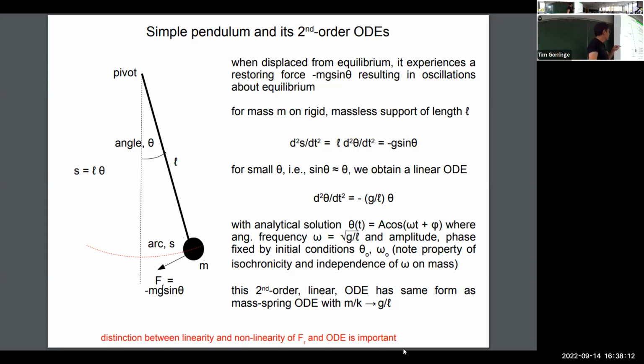So the restoring force causes an acceleration of the pendulum bob. And through Newton's second law of motion, F equals ma, and knowing that the restoring force is a component of gravity, mg sine theta, we can write down the second order differential equation here that describes the simple pendulum.